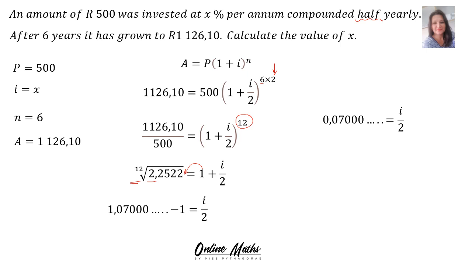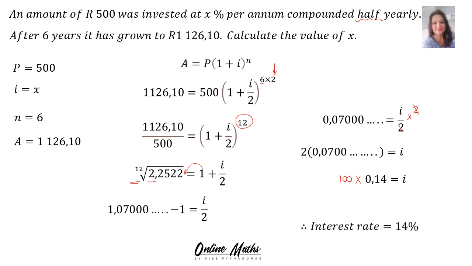And now I want to solve I. Therefore, I will multiply both sides by 2. And my I is 0.14. But remember, you want to give it as a rate. Therefore, you times by 100. And then your interest rate is 14%.